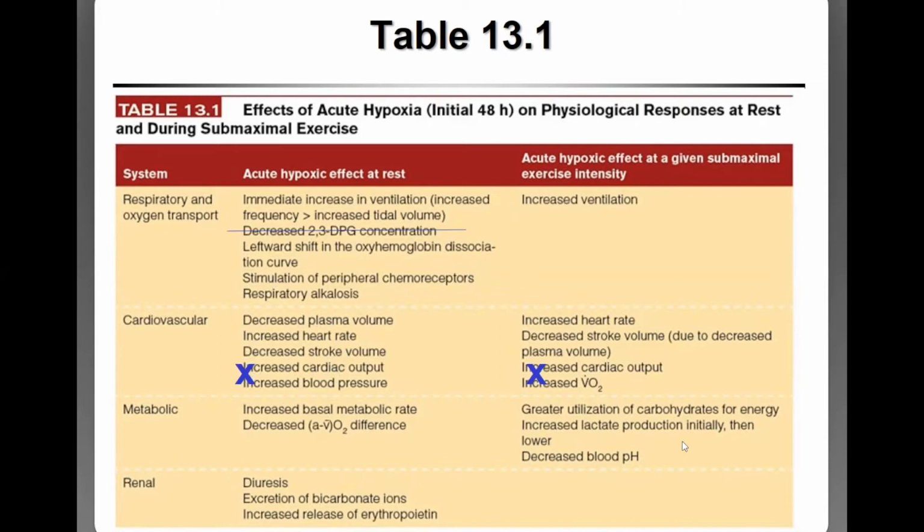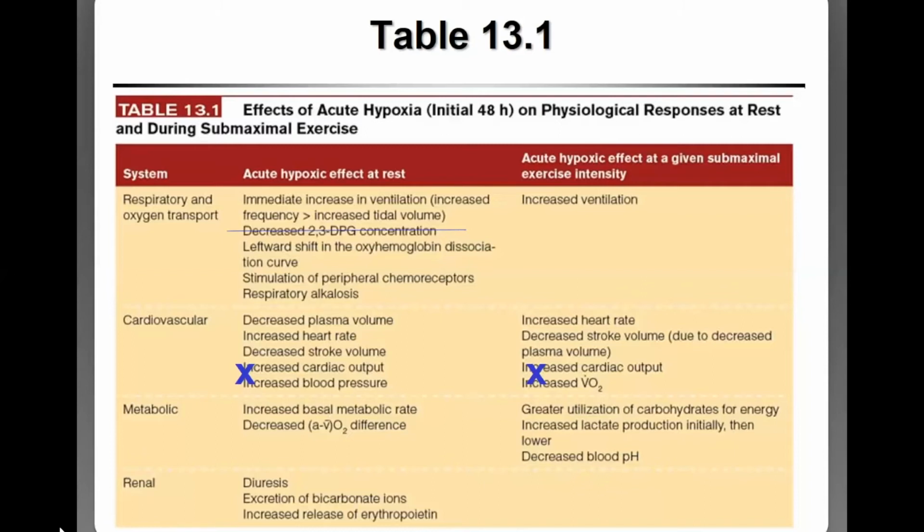The metabolic system is going to be affected by an increased metabolic rate and a decreased AVO2 difference. And this is due to the decreased partial pressure difference between arterial blood and venous blood. So as a result of a decreased oxygen delivery, we're going to rely more heavily on carbohydrates for energy. And then the lactate paradox states that lactic acid increases, but it eventually starts to decrease over time at altitude.